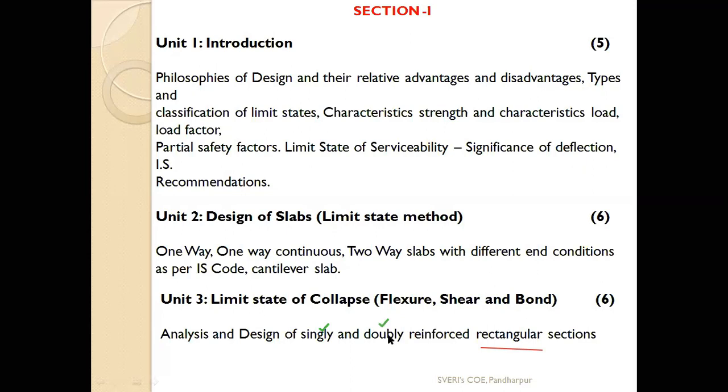And next is the doubly reinforced sections. For doubly reinforced sections, we provide steel at the bottom as well as at the top. At top and at bottom means what? Now imagine a rectangular section. Imagine the centroid of the rectangular section. The horizontal axis passing through the centroid is nothing but our neutral axis.